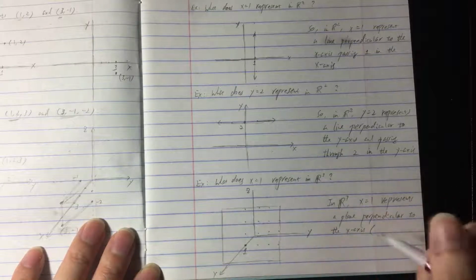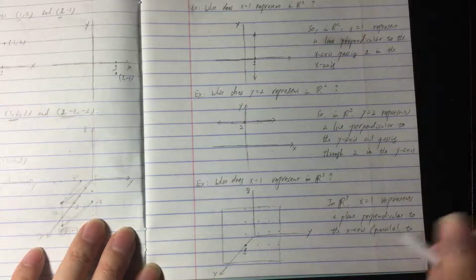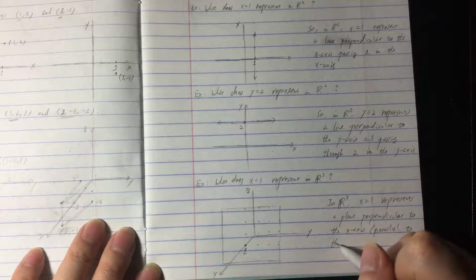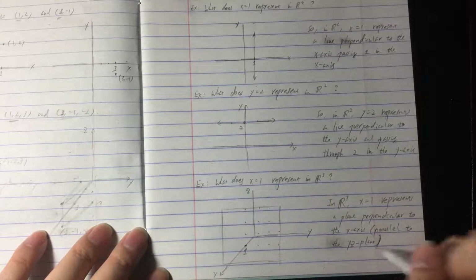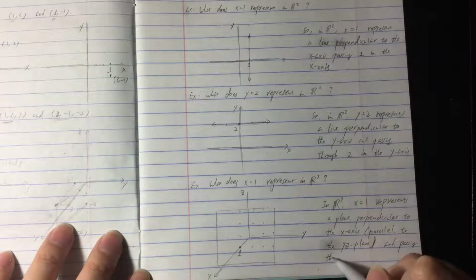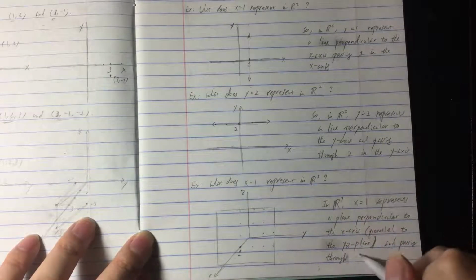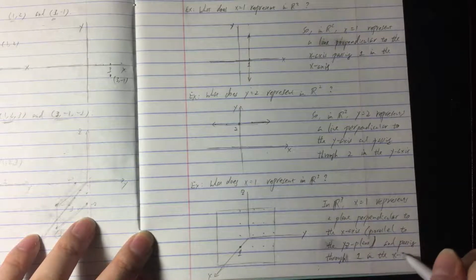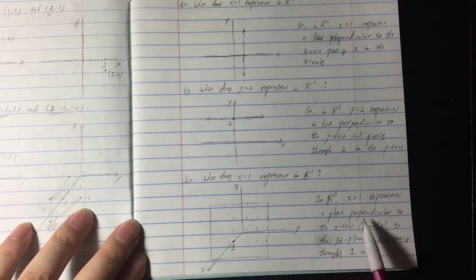Or you can say it's parallel to the yz plane, and passing through number 1 in the x-axis. Here x equal to 1 represents a plane perpendicular to the x-axis. Saying perpendicular to the x-axis is the same as saying parallel to the yz plane and passing through number 1 in the x-axis.